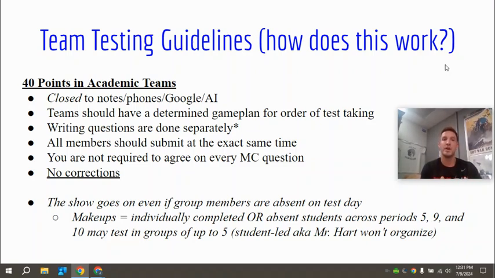So hopefully that explains. I'll go over it one last time right before the test, but hopefully that alleviates some of the worries and confusion you might have about taking a team test in APUSH.